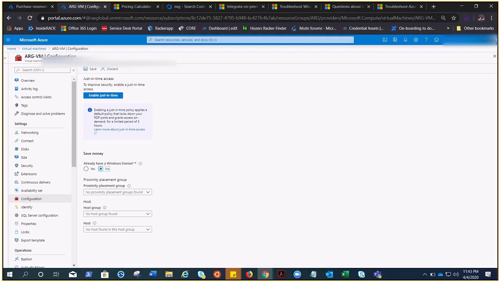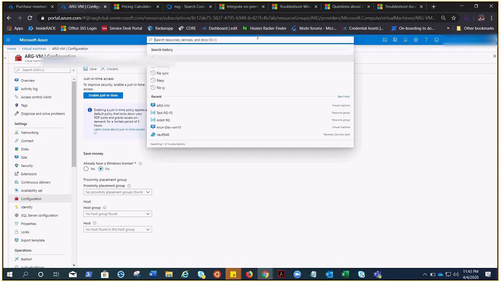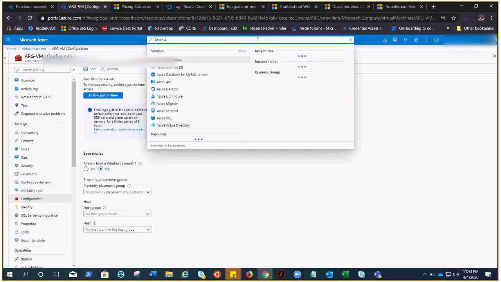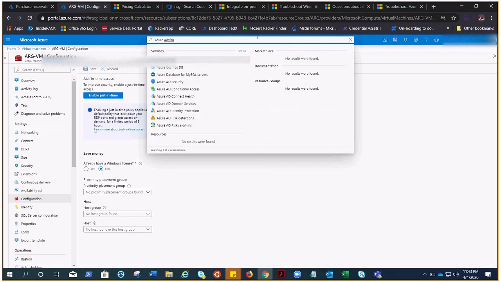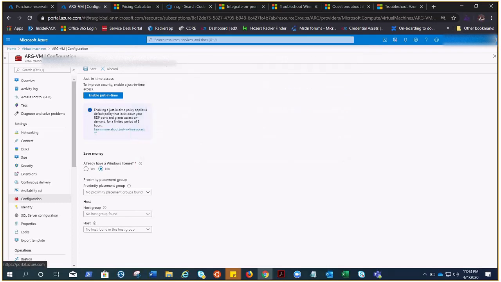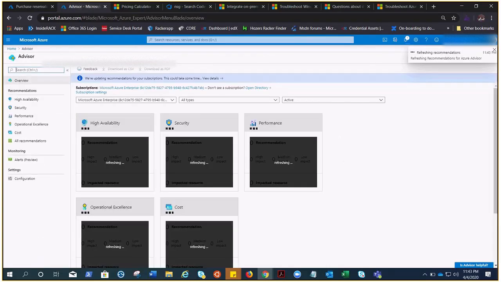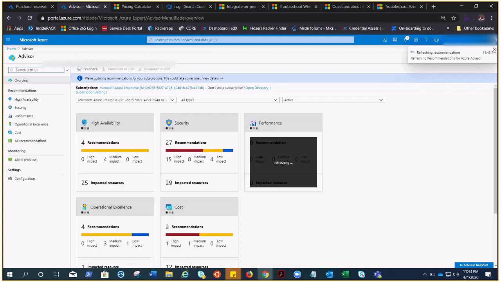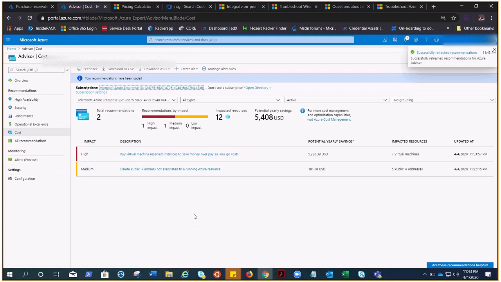Now, another one is Azure Advisor. This is one of the best resources that Azure provides for existing customers. It gives recommendations on high availability, security, performance, operational excellence, and cost. But here we are talking about the cost only. In cost, it gives you recommendations on a lot of things.